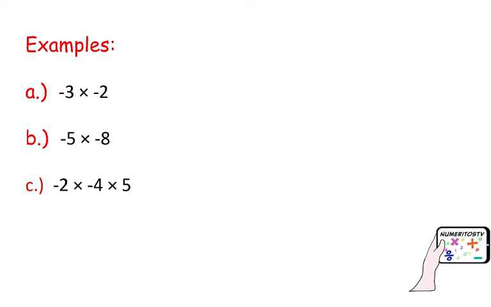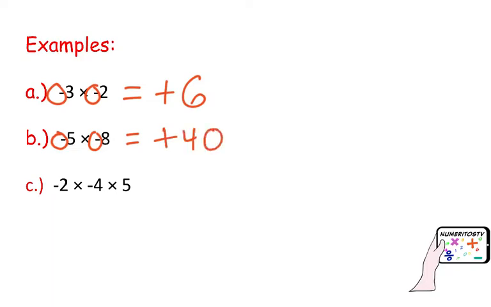So let's do some examples. I have -3 times -2. Check the sign. Same sign, my answer is going to be positive. And you just multiply 3 times 2. That will be 6, positive 6. For B, you can see that they have the same sign. So same sign, so positive, and then you multiply 5 times 8. That will be 40.